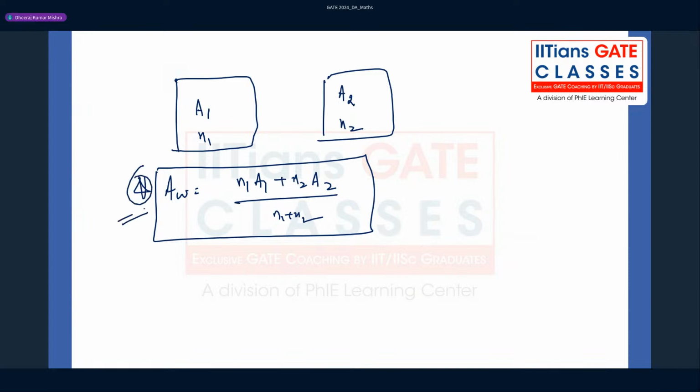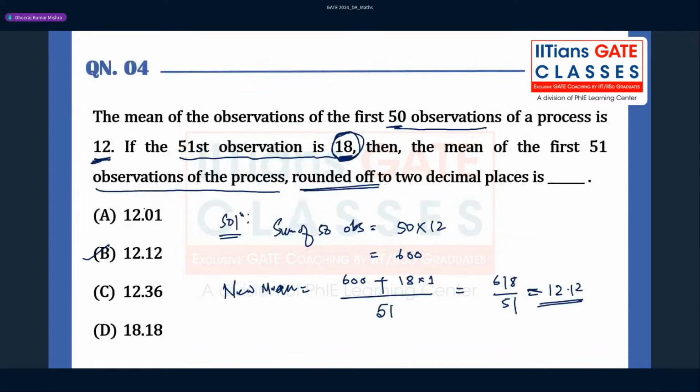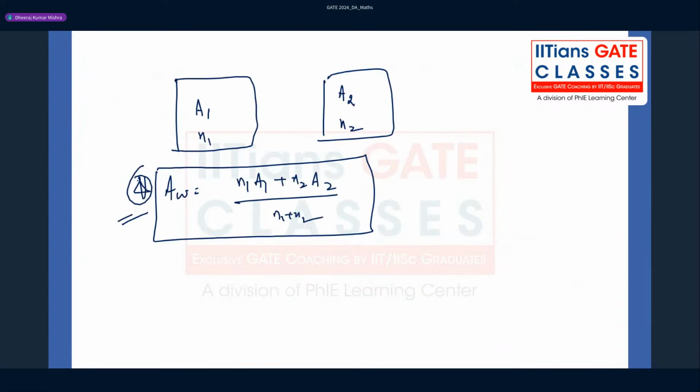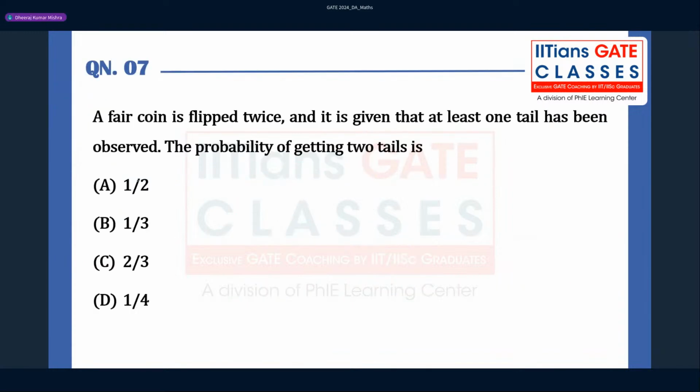So it is not like a mathematics question. You can say this is just like an aptitude question kind of. Okay, the answer for this question will be 12.12, right? Shall we move to next question? Yes. The question number 7, this question was in sample paper, question number 7.